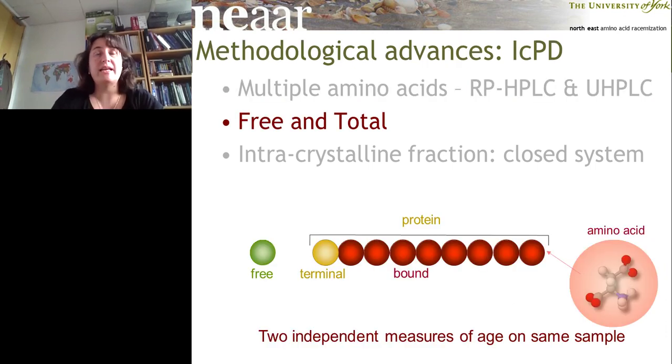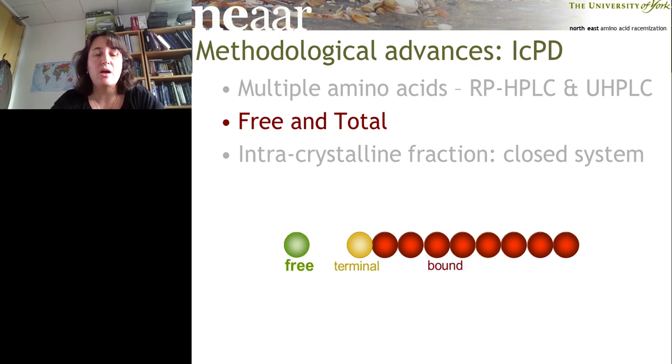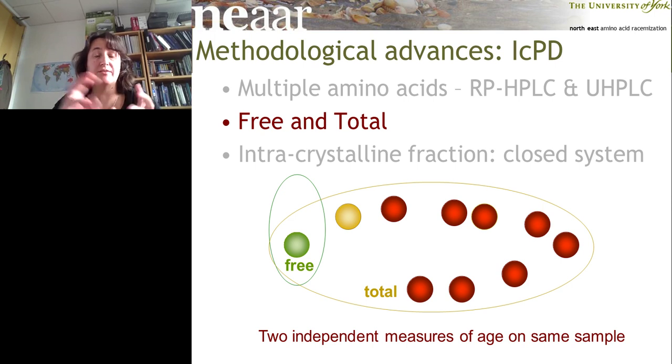The second advance has been in always analysing the free amino acid fraction and the total amino acid fraction. So proteins obviously exist as long chains of amino acids, but whether an amino acid is free or whether it's terminal or whether it's internally bound will affect the way that it racemizes. And so what we do is we take two independent subsamples from each sample. We break up one to give us just the free amino acids, and then the second we hydrolyze, so we break up all of those peptide bonds and we analyze to give us a measure of the total amino acid fraction. And that gives us two effectively independent measures of age on the same sample. It should be highly correlated.